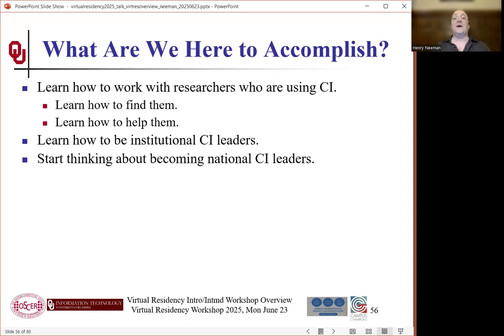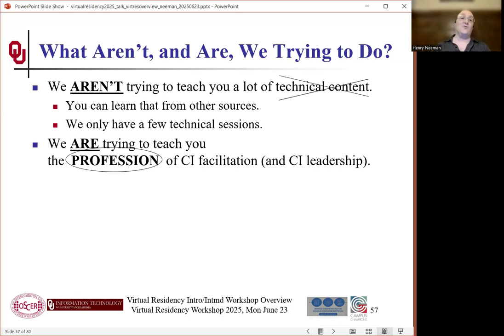Ultimately, we want to become institutional CI leaders and to start thinking about becoming national CI leaders. What are we not trying to do? We are not going to try and teach a lot of technical content. There is some, but that's not the bulk of the focus here.